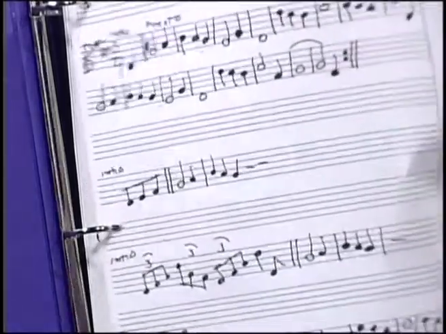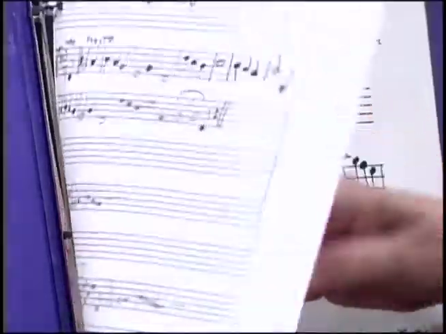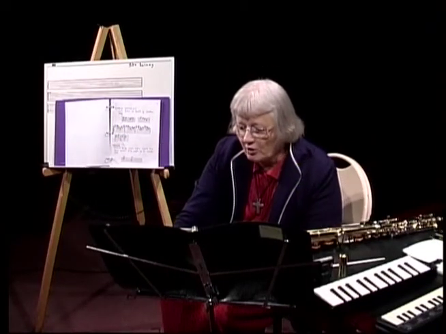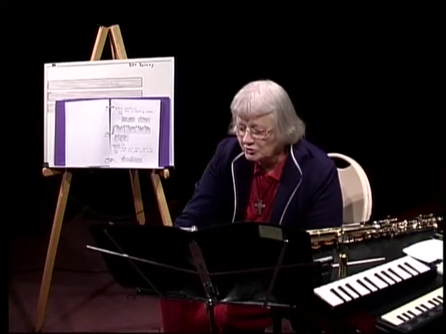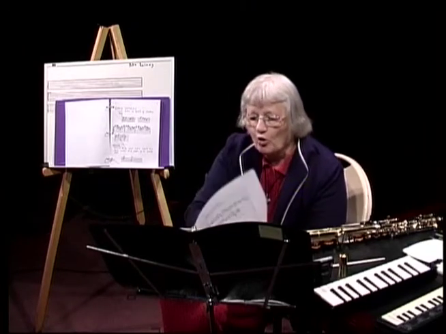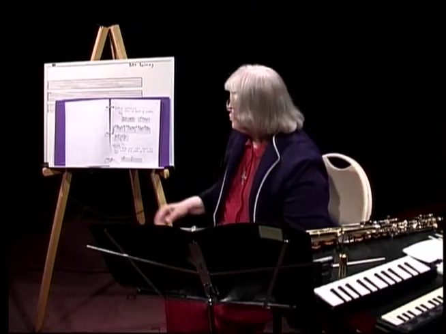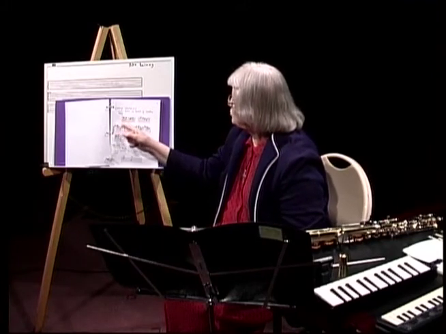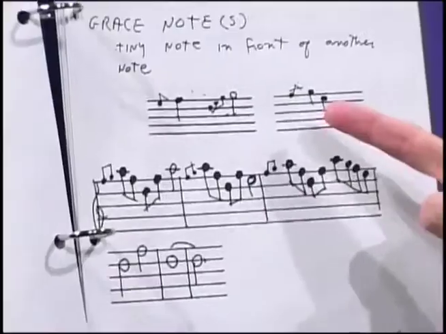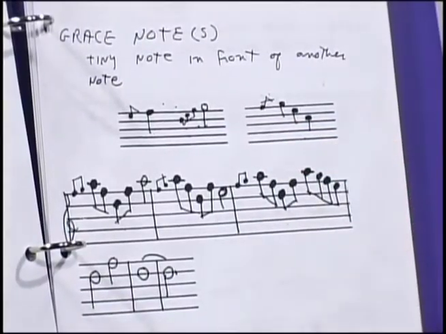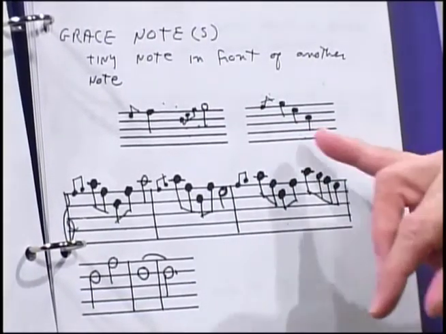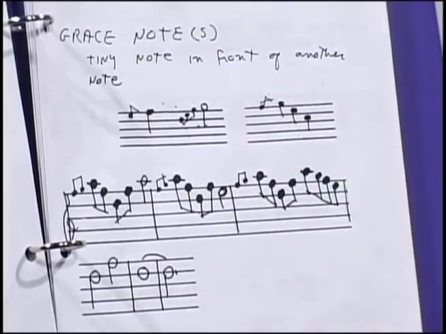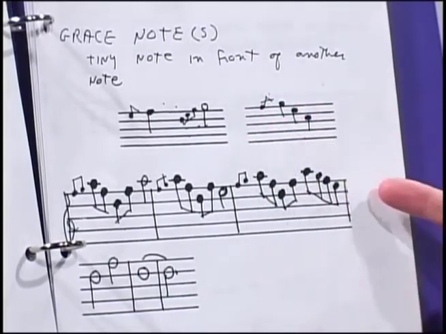Now let's go to the next page, and we're going to talk about grace notes. A grace note is just a little tiny note, and it appears right before the main note. You can have one grace note, you can have several grace notes. You just zip through them fast. If a grace note has a line through it, that means it's an extremely fast grace note.